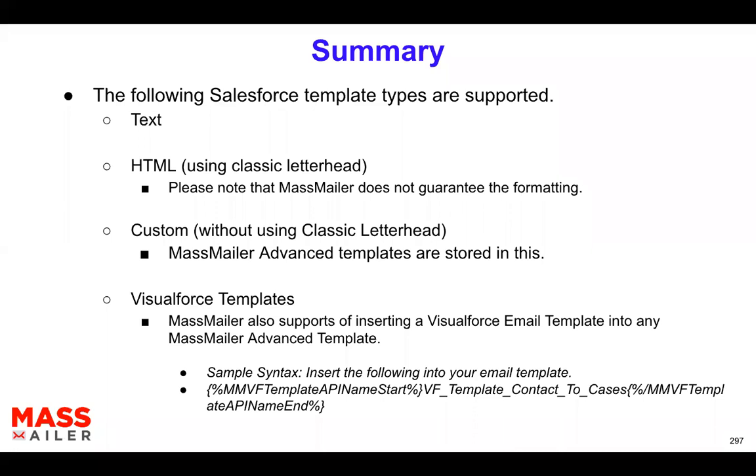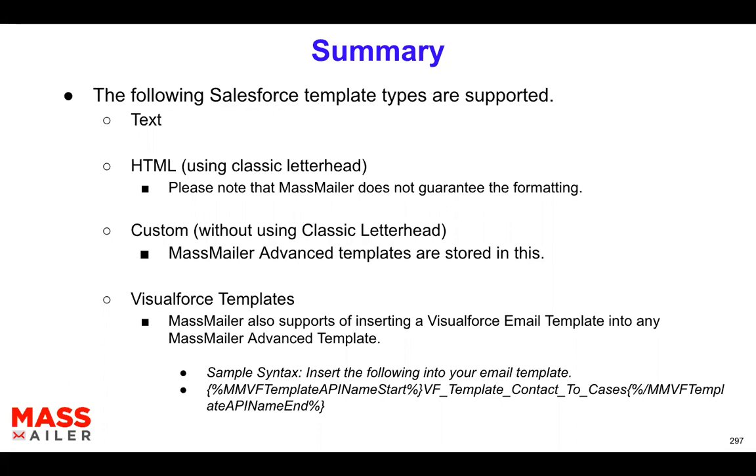Now, the fourth one is Visualforce templates. Again, we do support Visualforce templates. If you want to embed a Visualforce template in any MassMailer advanced template, this is the syntax that is given. So when do you actually use Visualforce templates? Typically, if you need to get data from related objects, ideally a child object. For example, you want to bring in all the opportunity line items from an opportunity and show them in a tabular format.